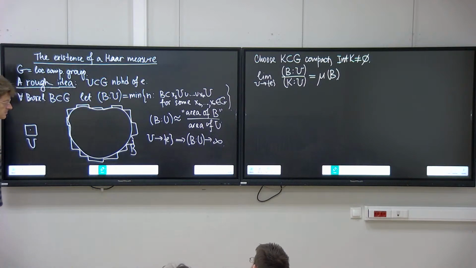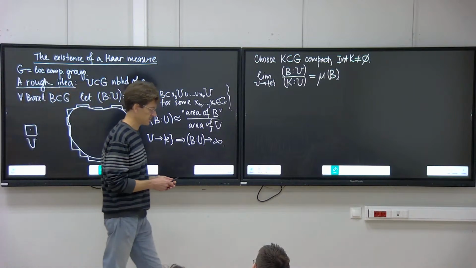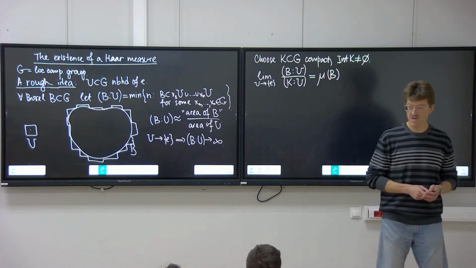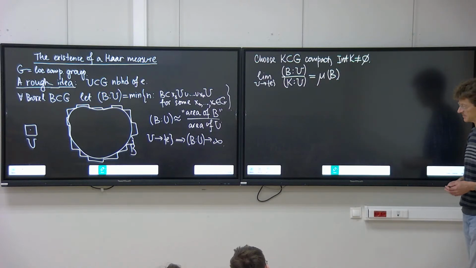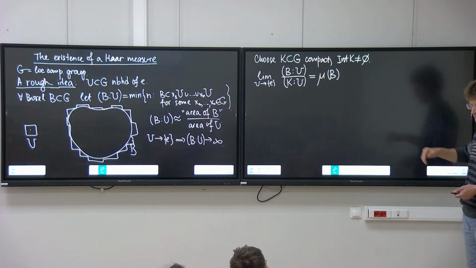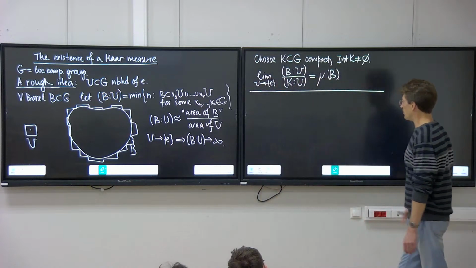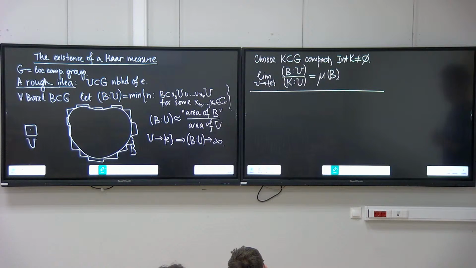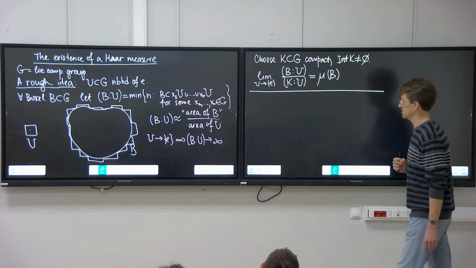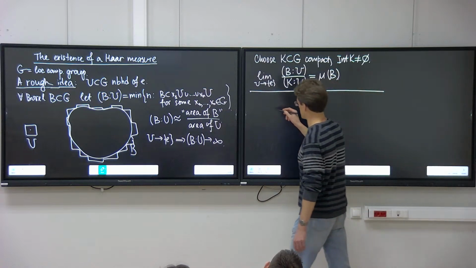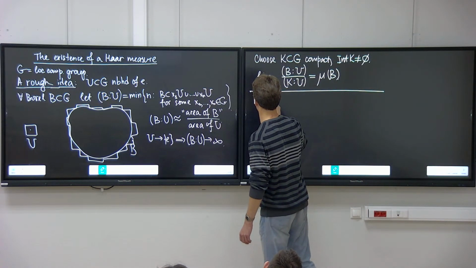The resulting construction of a left invariant positive functional, maybe it is geometrically less transparent than this idea, but technically it is much easier. Okay, so let's now try to construct a left invariant functional. Before doing this, let's introduce some notation.